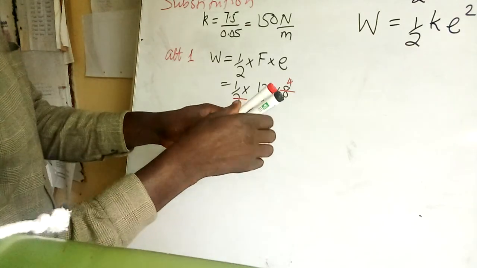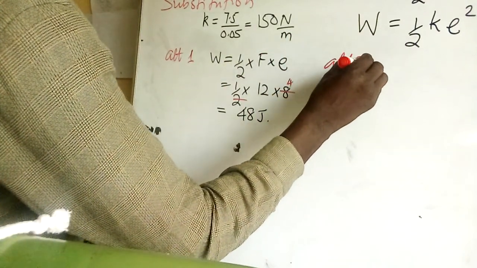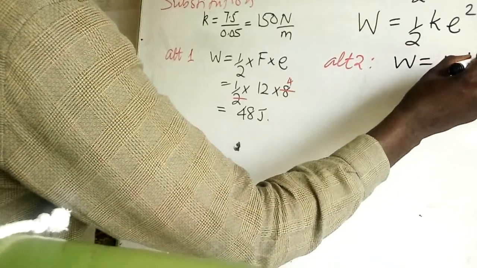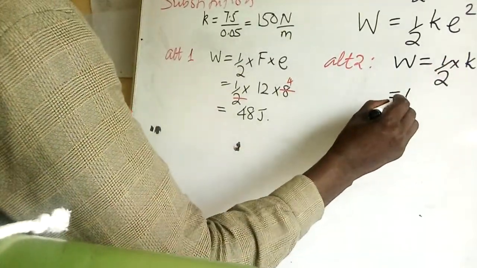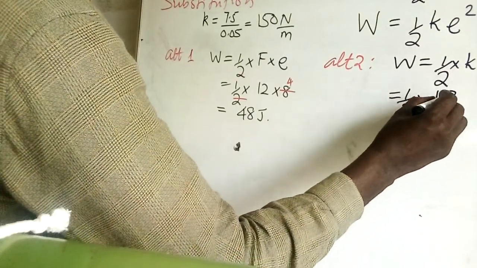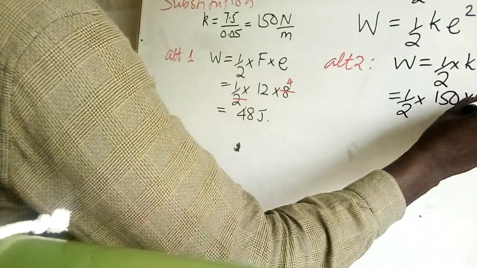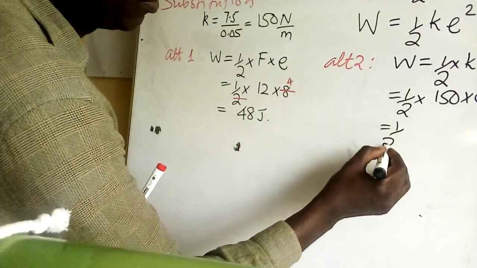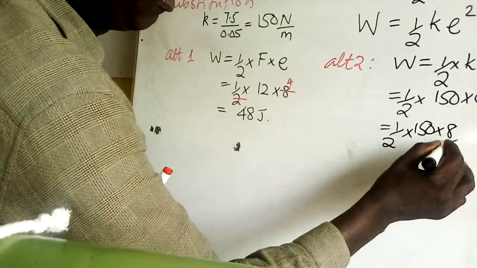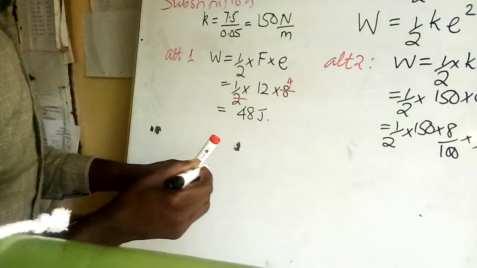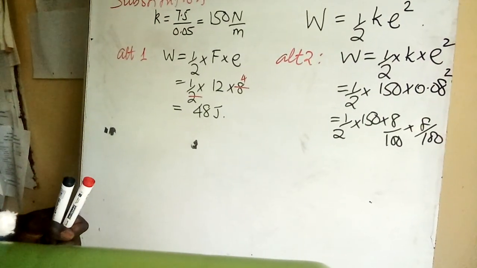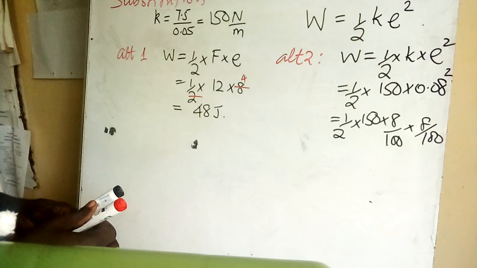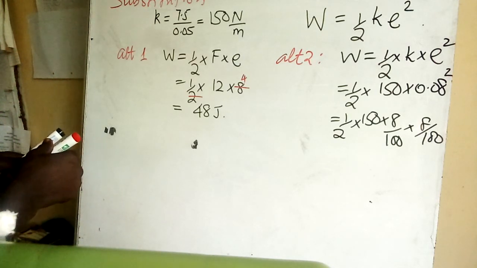What about alternative 2? Let us see. Alternative 2 will give me work is equal to a half by K by E squared. So what do I get? A half by K 150 by 0.08 squared. Again, we can do it in another version. A half by 150 by 8 over 100 by 8 over 100. Those who do not have a calculator, we can have that. We focus there. We can have a half by 150 by that. So what does it give us again here? Let us see now.